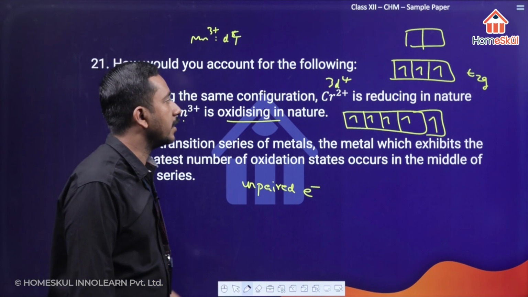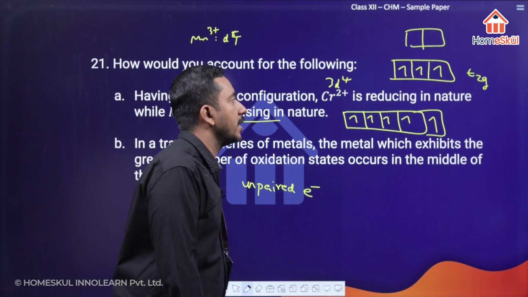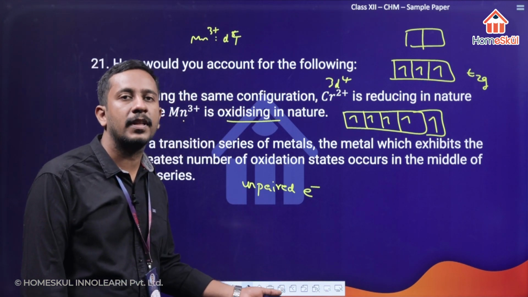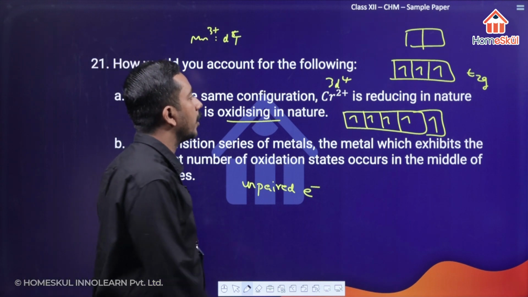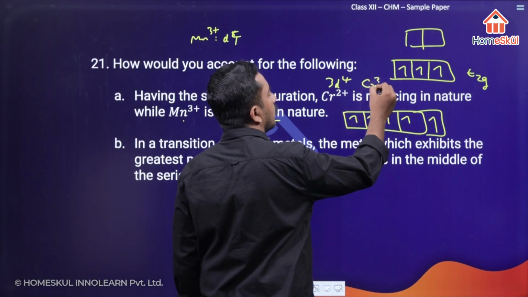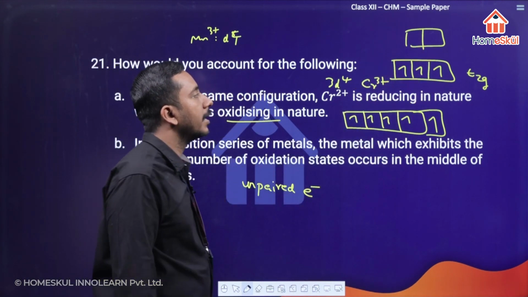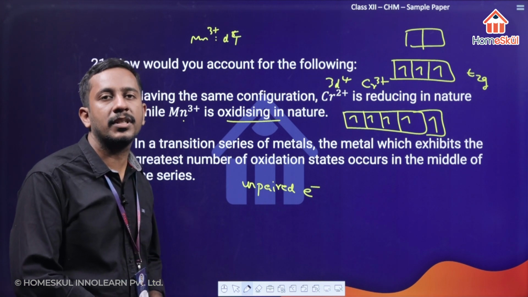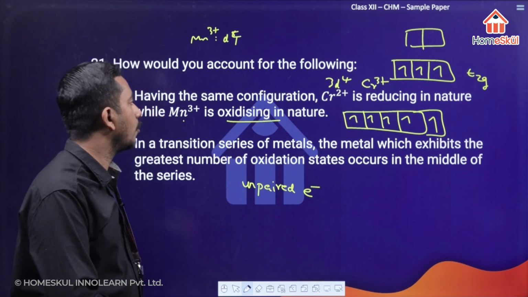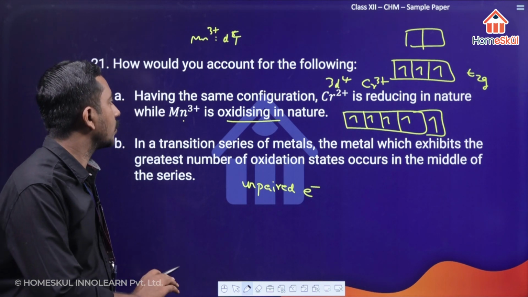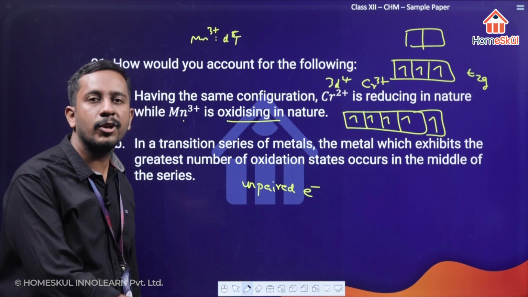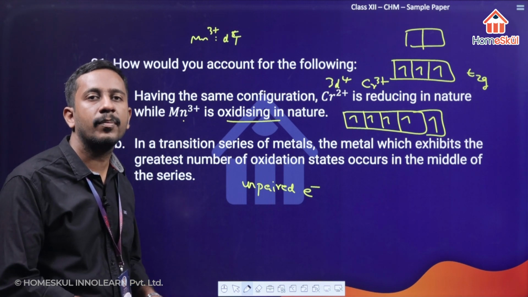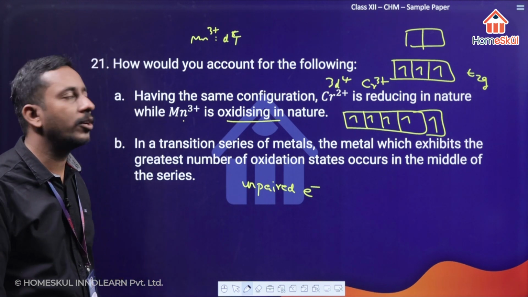So that is why Cr2 plus is going to be reducing in nature, because it is going to get oxidized, that is going to lose one of the electrons, and that will be converted into Cr3 plus. So Cr3 plus will be having a 3d3 configuration which has a partially filled t2g set of orbitals. So this is how we explain the oxidizing nature of Mn3 plus and the reducing nature of Cr2 plus when both of them are having the same 3d4 electronic configuration.